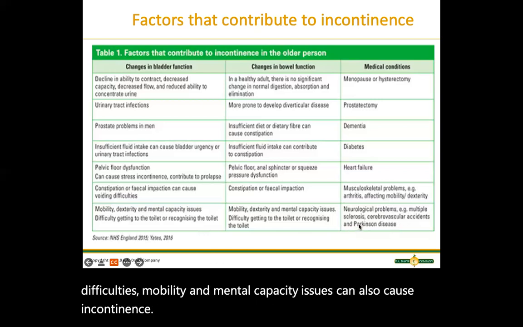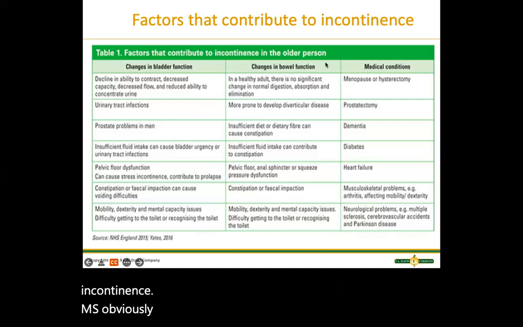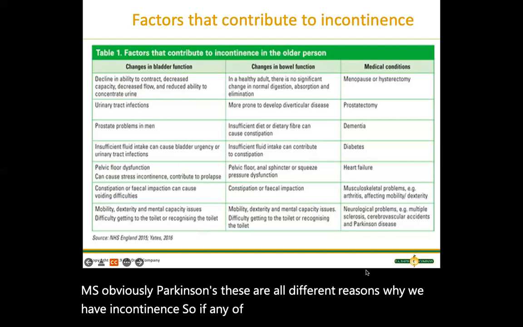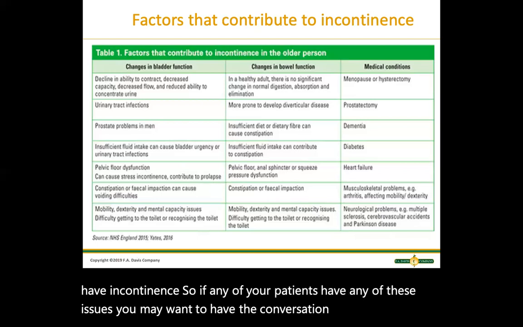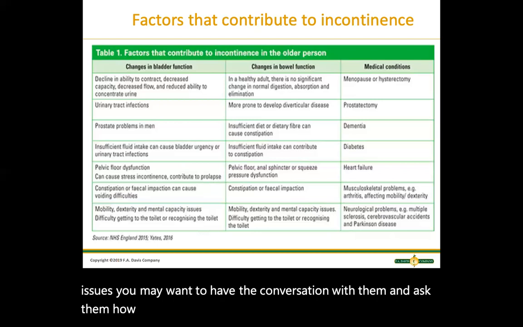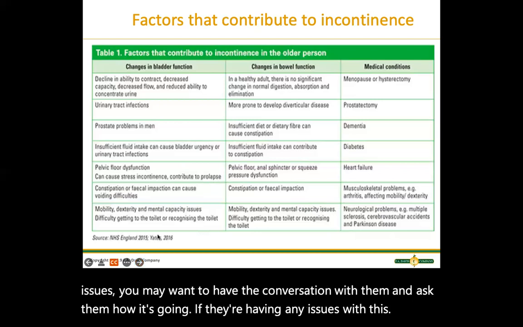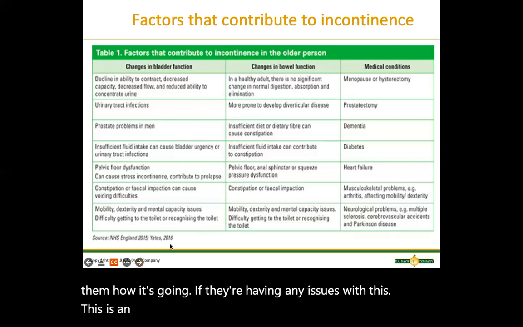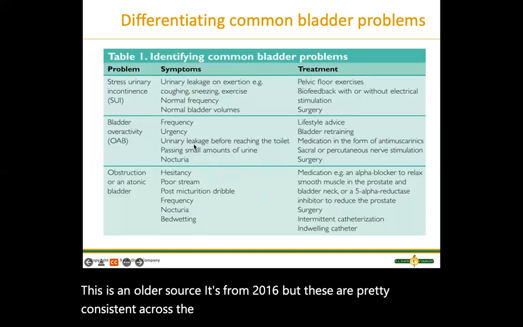MS, obviously, Parkinson's. These are all different reasons why we have incontinence. So if any of your patients have any of these issues, you may want to have the conversation with them and ask them how it's going, if they're having any issues with this. Now, this is an older source. It's from 2016, but these are pretty consistent across the board still.